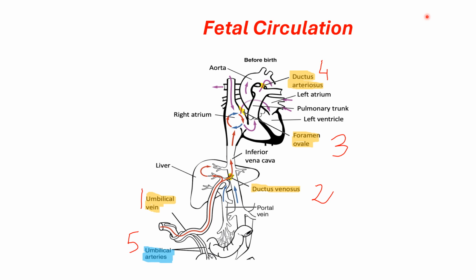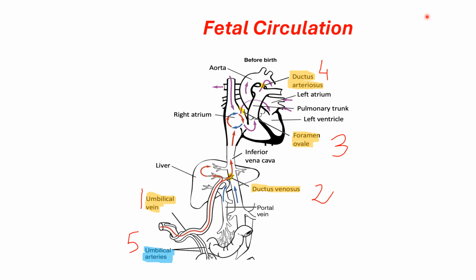So oxygenated blood returns from the placenta via the umbilical vein, where the oxygen saturation is approximately 80%. 50% of this blood bypasses the liver through the ductus venosus and enters the inferior vena cava. And the other half perfuses the liver before joining the inferior vena cava via the hepatic veins.